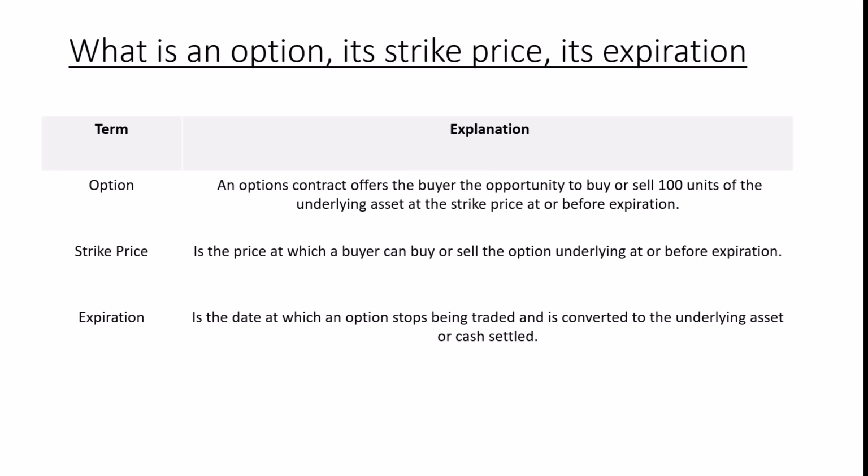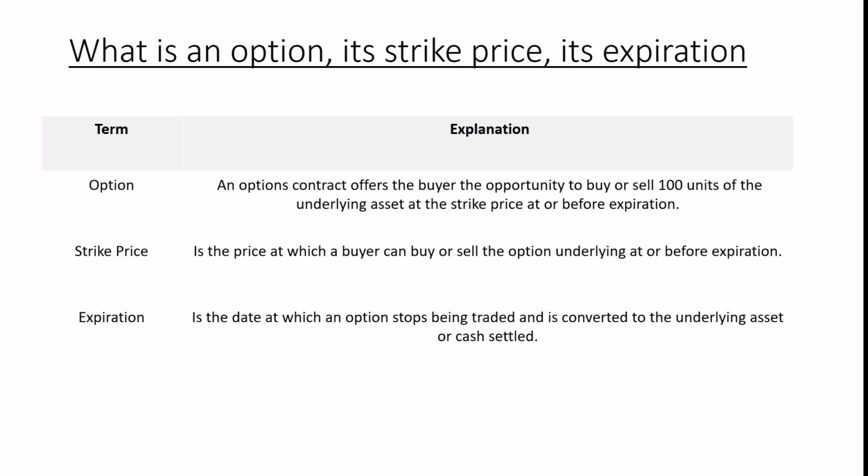An option contract offers the buyer the opportunity to buy or sell 100 units of the underlying asset at the strike price at or before expiration, where the strike price is the price at which a buyer can buy or sell the option underlying at or before expiration. And the expiration is the date at which an option stops being traded and is converted to the underlying asset or is cash settled.